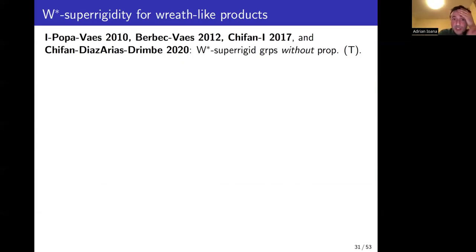And before that, I should say that after the work with Popa and Vaes from 2010, there were several other works that provided W star superrigid groups, but all of these works gave examples that did not have property T, and the reason is that all the groups that were considered are either generalized Wreath products or variations of such, or amalgamated free products, none of which have property T.